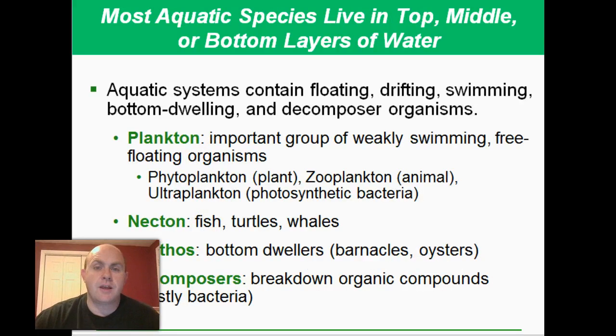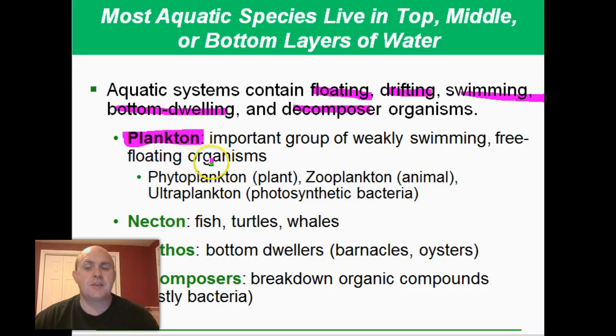So when we're talking about this, it's important to understand the type of organisms that are present in each location. So aquatic systems have a variety of different types of organisms. There's ones that float, drift, swim, ones that hang out just on the bottom, and then decomposers. And so each one of those is kind of its own group. Plankton is the first group. They're kind of the start of the food chain in many cases.